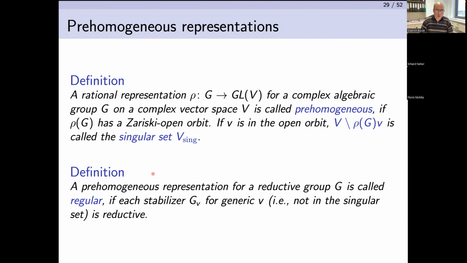Okay, I apologize that I need a few words here. We are now in the reductive case. Also, we want to look at reductive groups and reductive Lie algebras. And there's the word regular. That means for the V's which are not in the singular set, which is the complement, then the stabilizers should also be reductive. This is a condition for your Lie algebras and the stabilizer Lie algebras.